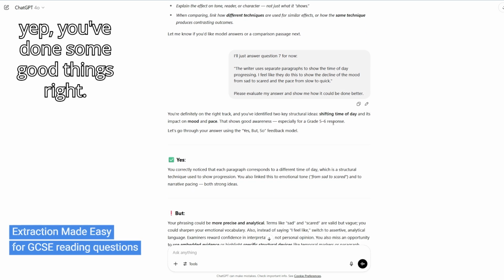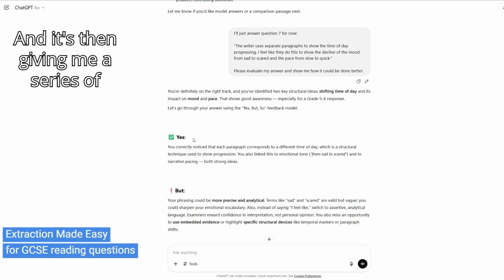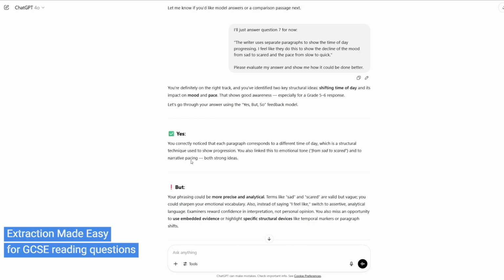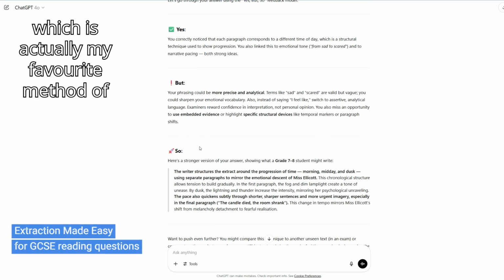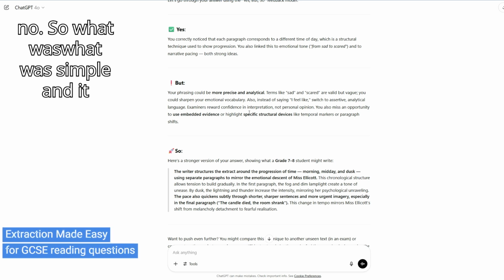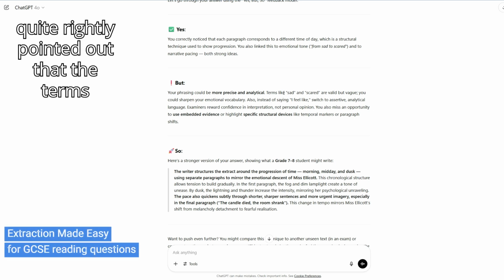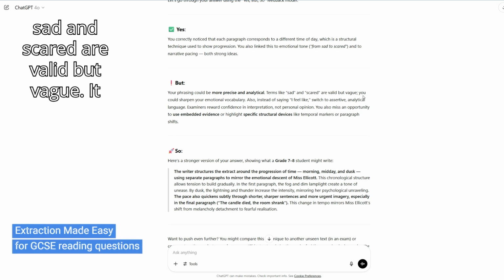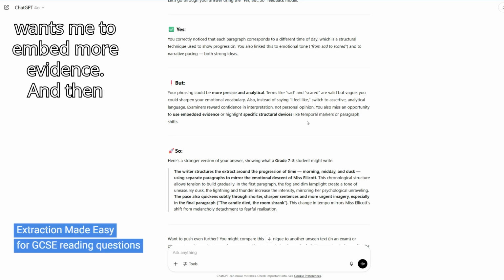And it says, yep, you've done some good things right. And it's then giving me a series of critique, and it's done yes but so, which is actually my favorite method of evaluating for evaluation questions, which is quite fun. So it gave me yes and no. So what was simple, and it quite rightly pointed out that the terms sad and scared are vague, and it wants me to embed more evidence.